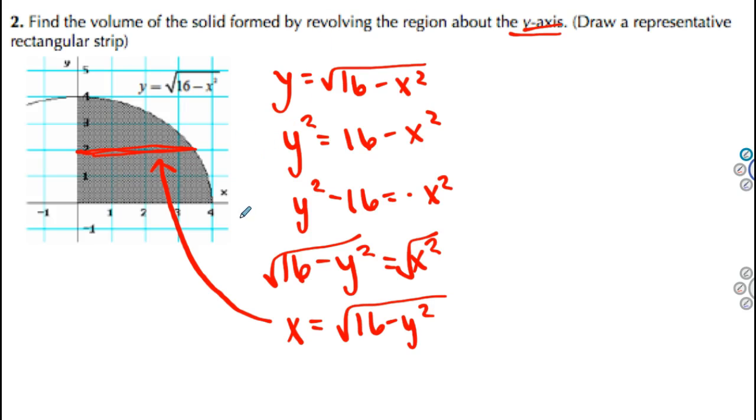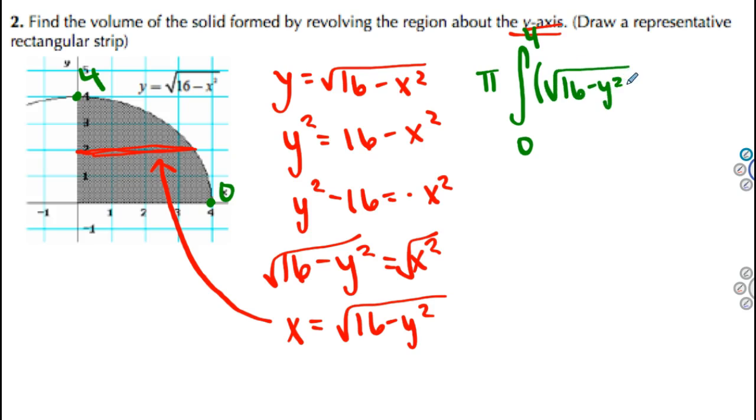So as I'm looking for my limits of integration, we know we're going to have pi, and then I need to put my limits, bottom 0, top 4. 0 to 4, and then my radius becomes the square root of 16 minus y squared dy.